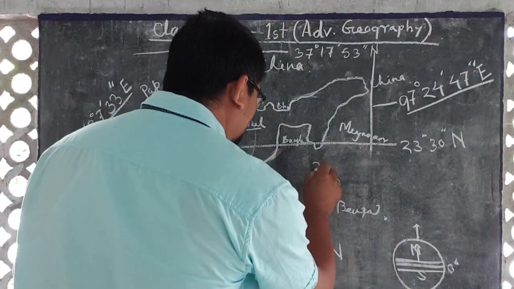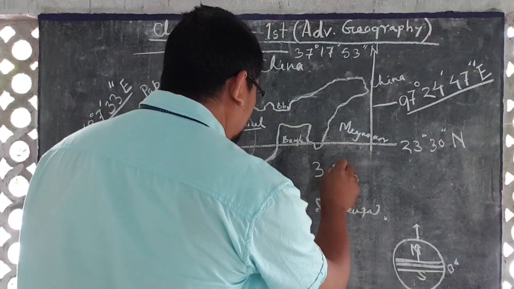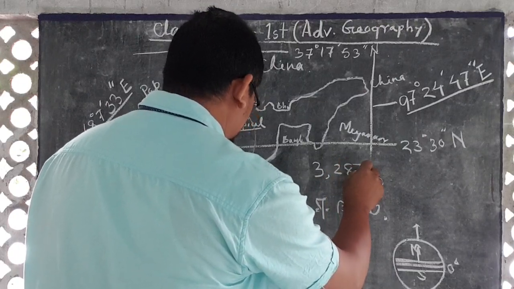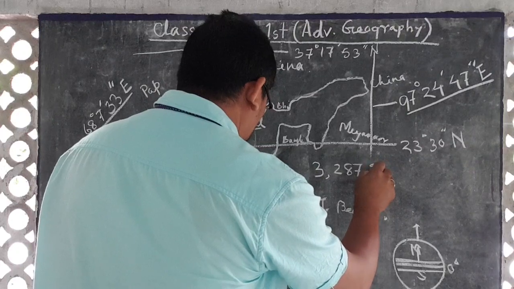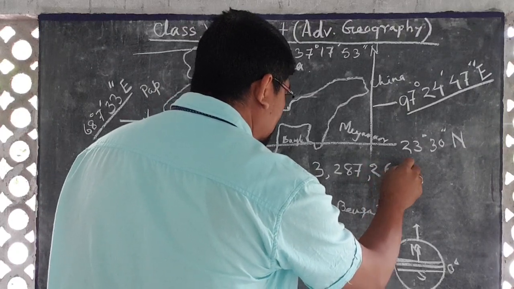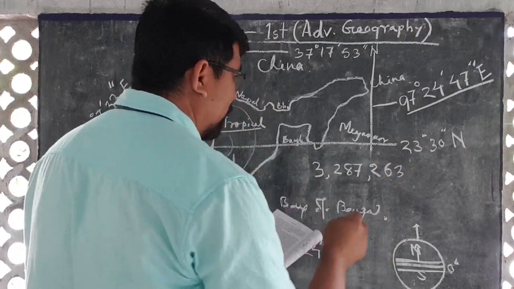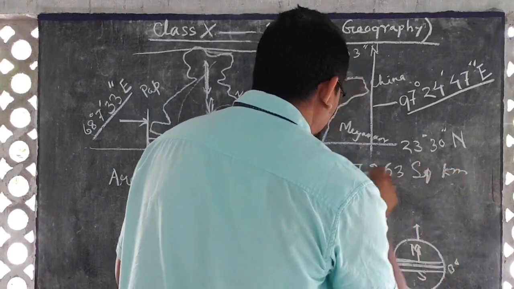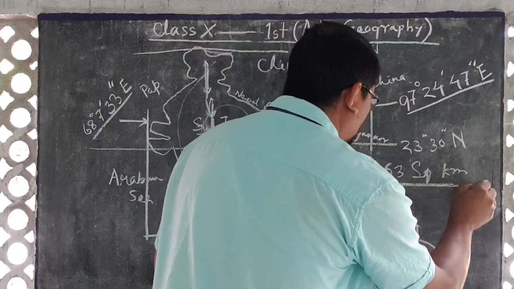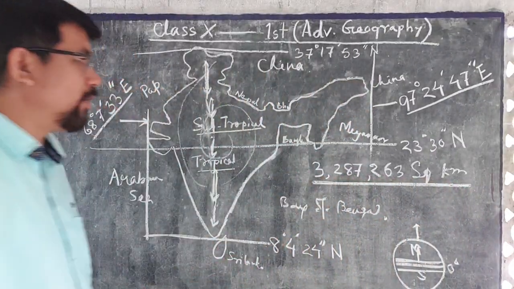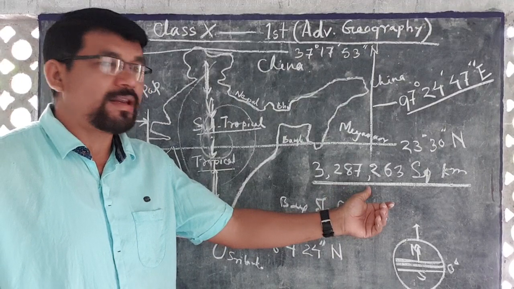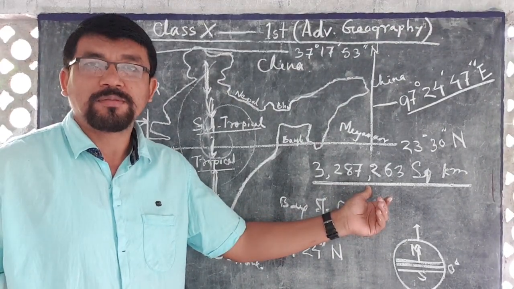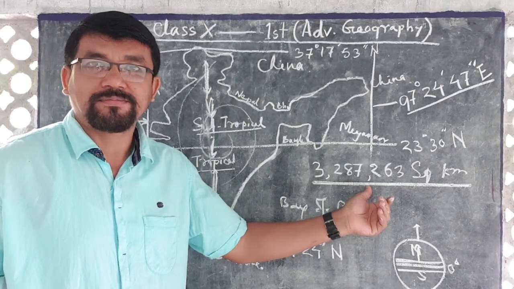Number is 3287263 square kilometer. It is the area of India, and due to this area, India occupies 7th position in the world based on its area.